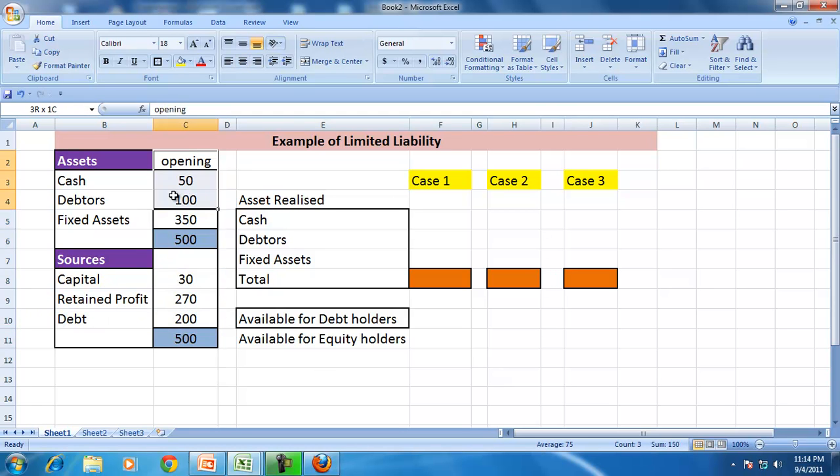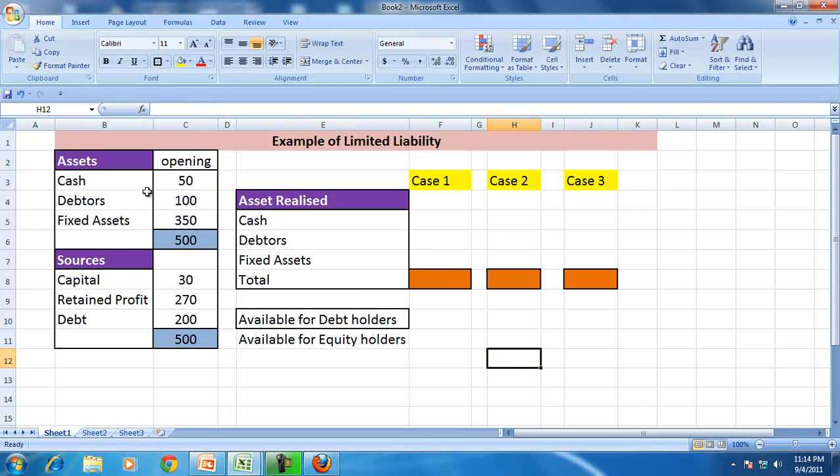Suppose this company is closed, is liquidated. What will be the amount available for the debt holder and the equity holder? We'll see three different cases. The amount available for the debt holders and the equity holders will depend on the amount realized or the assets realized.